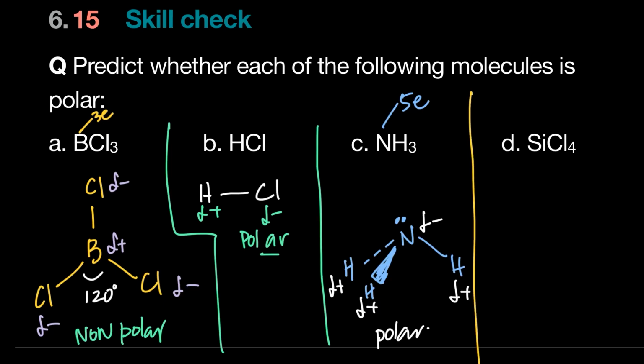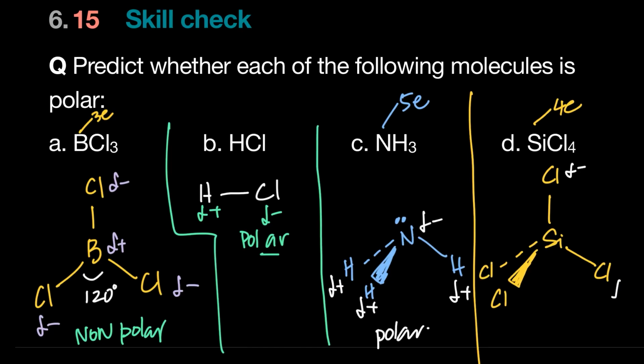And SiCl4. Si is in group 4, has 4 outermost electrons. So what shape would this be? Tetrahedral. So you'll make the tetrahedral shape. And I'm going to draw shapes just to keep practicing drawing shapes. And this is going to be negative, negative, negative, and positive.